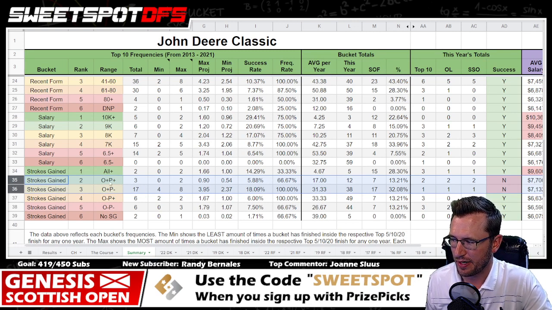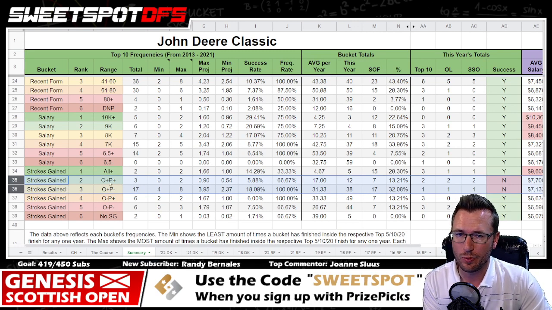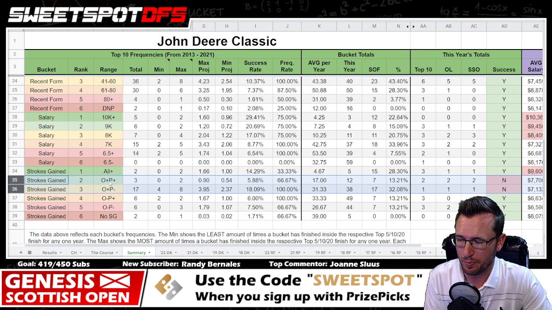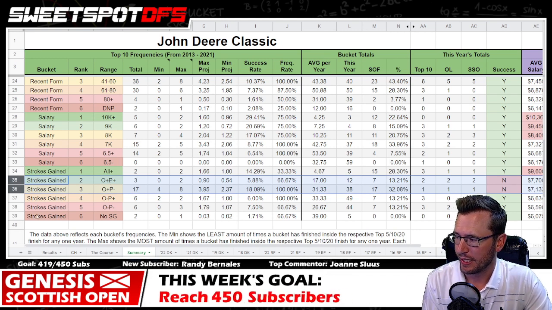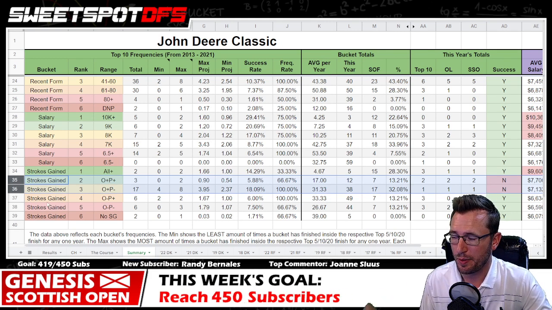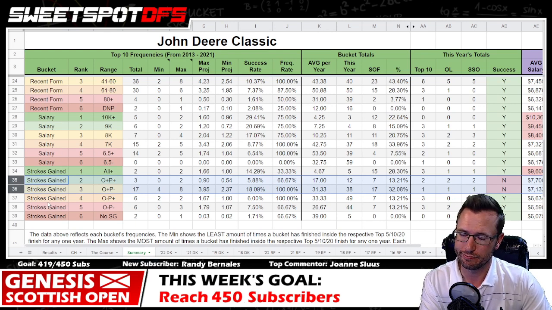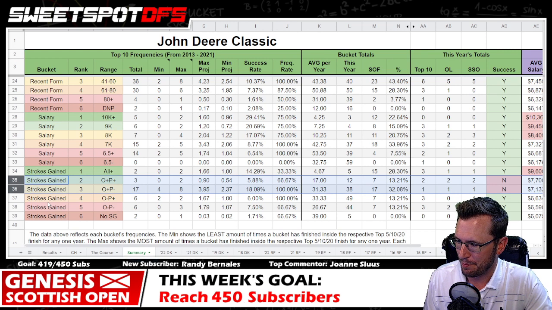That'd be your positive off the tee, positive putting, and then whatever negative stat in between. Could be approach, could be around the green. And then our strokes gained 3 bucket is positive off the tee, negative putting, and again, whatever stat in between. So those are the buckets that missed.